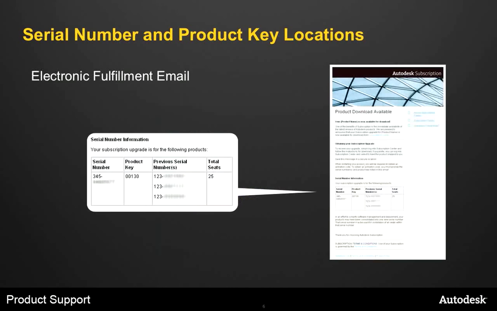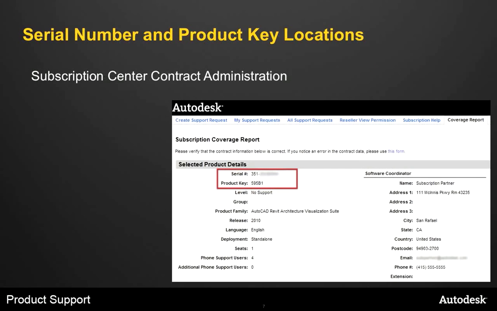If you get it by way of electronic fulfillment, then there would have been an email sent to you that looks something like this. And that email also will include the serial number and product key for the product. And finally, if you're a subscription customer, you can log into the subscription center, go to Contract Administration, and you can find the serial number and product key for all of the products in your subscription. So it's a good idea to make sure you have all of this information before you begin installing.